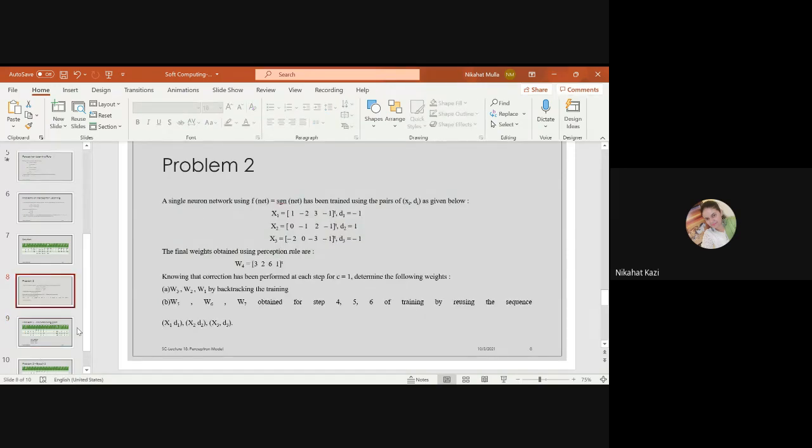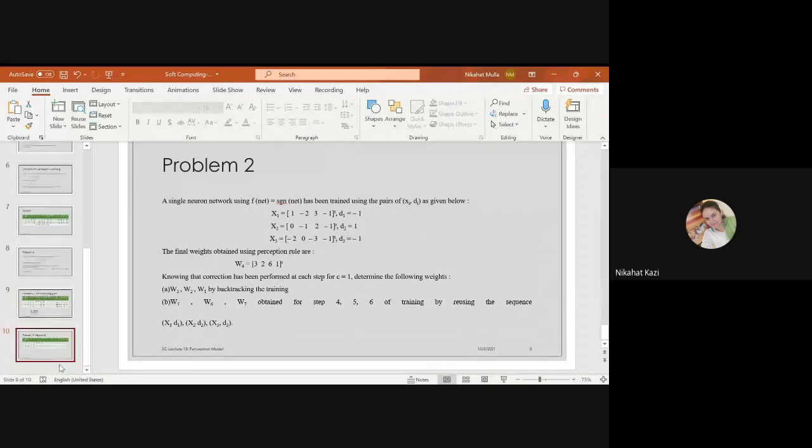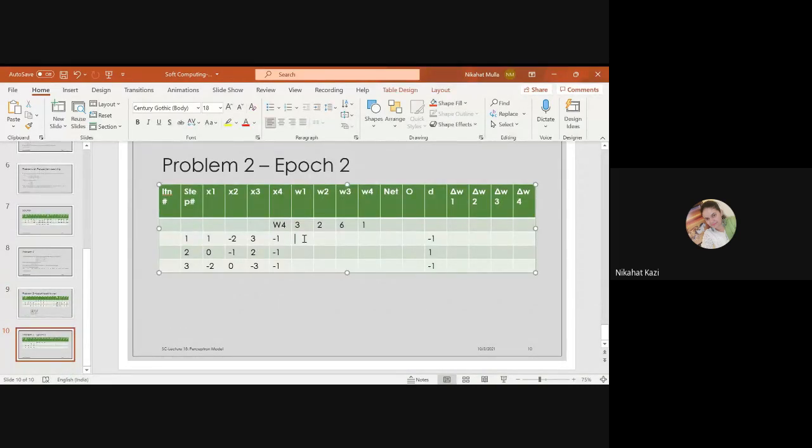Second part, tell me what is the value of W5. Second part is straightforward. You just have to do it in the usual way. You have W4 with us, you just proceed forward. So W4 you will take as the initial weights, present x1, get the predicted output, the delta W values, and then find the new weights, and so on. What are the new weights after giving the first pattern now? 3, 2, 6, 1. What is the net value?